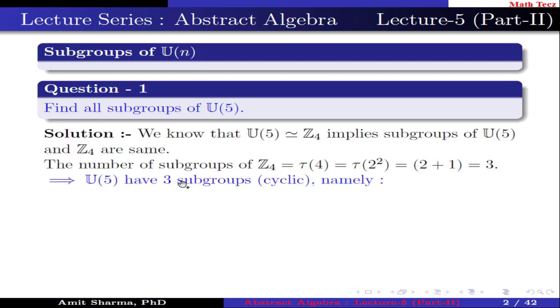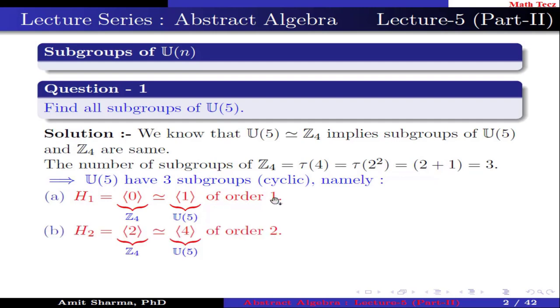This implies U5 has 3 subgroups, which are cyclic, and the subgroups are: H1, which is generated by 0 in Z4, which is isomorphic to the subgroup generated by 1 in U5, of order 1. H2, which is generated by 2 in Z4 and isomorphic to the subgroup generated by 4 in U5, of order 2. H3, which is generated by 1 in Z4 and isomorphic to the subgroup generated by 2 in U5, of order 4.